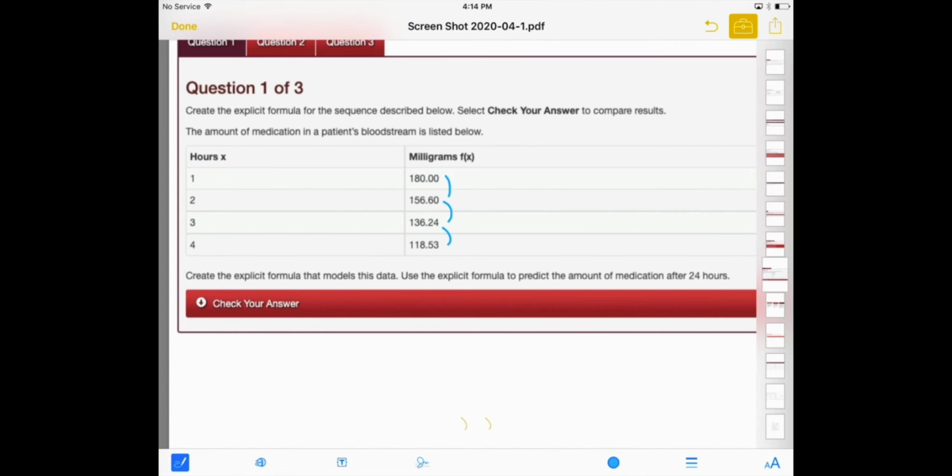So I'm going to use that little trick that we do where I take the second term divided by the first term, so 156.60 divided by 180. And then I want to keep going all the way through and check it, but just for time's sake, every single time you divide, you will get 0.87. So it looks like we do have a common ratio of that. Then we want to create the formula, so f of n equals, and it is explicit, so I'm going to start with the first term first, 180, times my common ratio, which is 0.87, to the power of n minus 1.